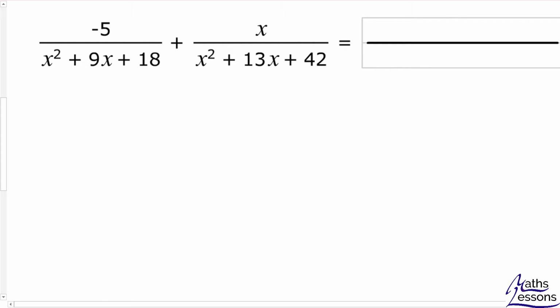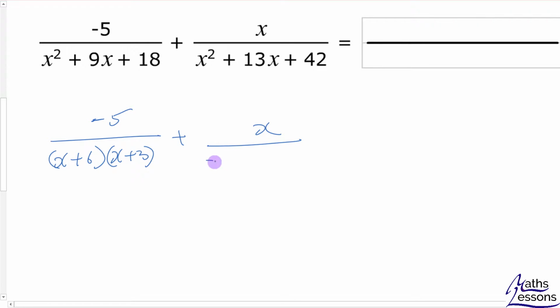So again, remember, factorise the bottom. So here we've got 18, so what do we get? We get 6 times 3, and they add to give me 9. So x plus 6, x plus 3 on the bottom here. Over here, I want 13, 6 and 7, x plus 6, x plus 7.